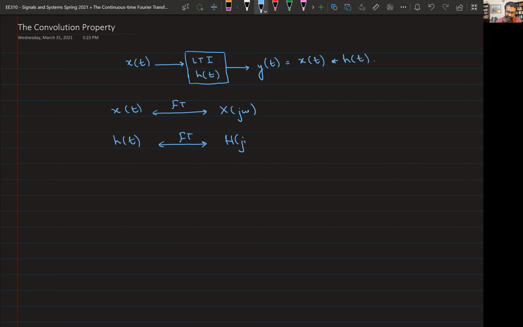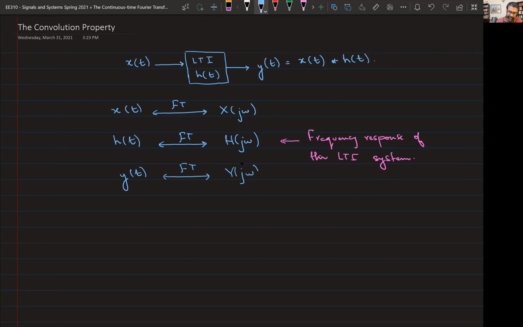And this H of j omega, by the way, is often called, as we've done in CEP as well, and some other examples, the frequency response of the LTI system, right? Which is just simply the Fourier transform of the impulse response, okay? And let's say the output is y, right? And that y has a Fourier transform, which is given by Y of j omega, right?